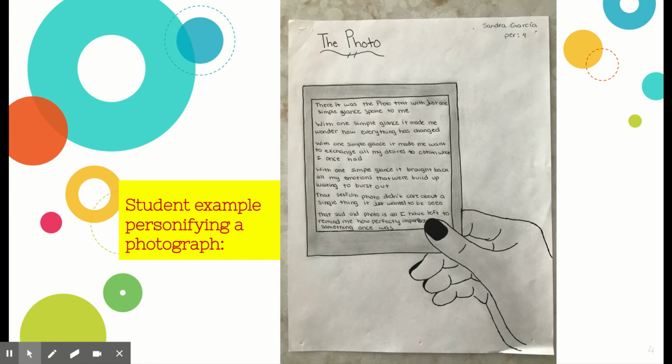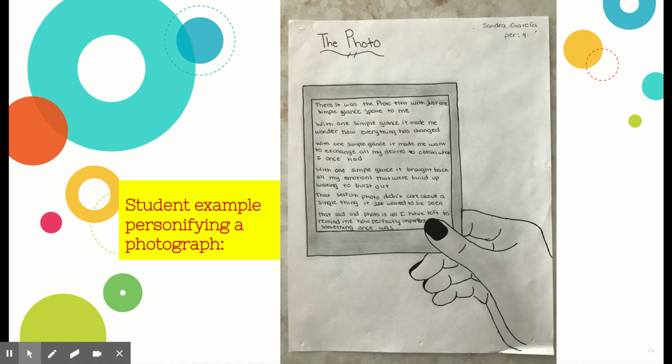Okay, so here you can see the photo being personified in a lot of ways. It's saying that it's speaking to her. It's making her think about something. It's making her have all these certain emotions. It describes the photo as being selfish, right? That's a human quality.